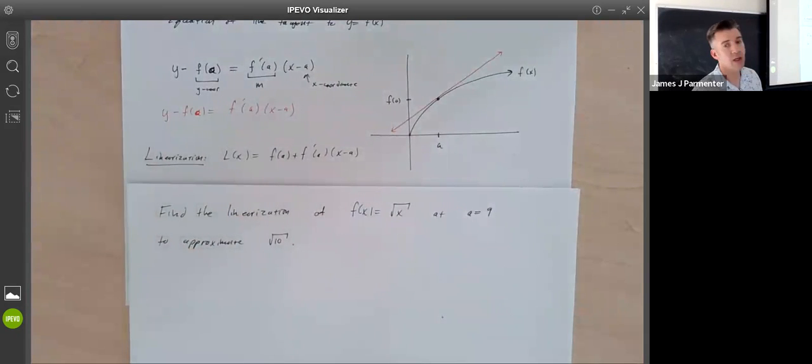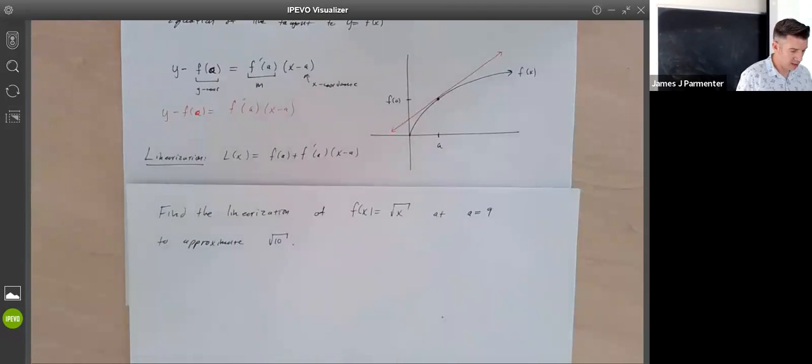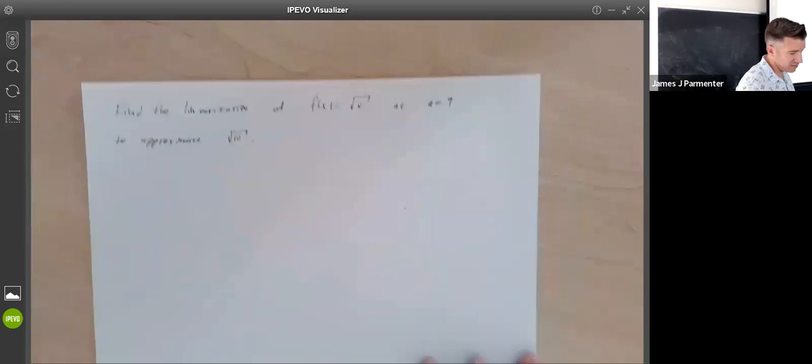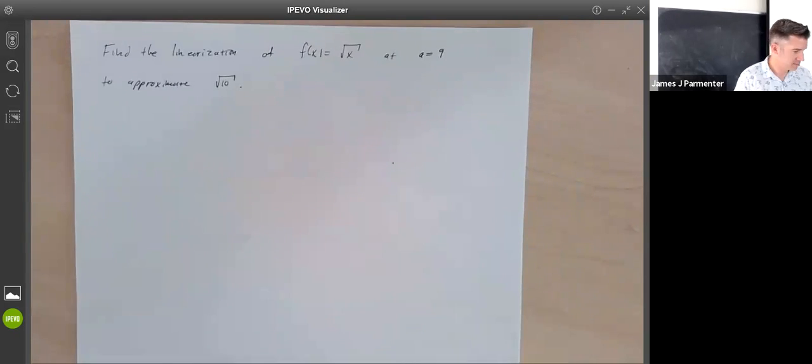Usually what you're doing with these linearizations is you're picking a point that's easy to substitute into the function, and then you're using it to estimate the function value at a point that's harder to plug in. I don't know what the square root of 10 is. I definitely know what the square root of 9 is.